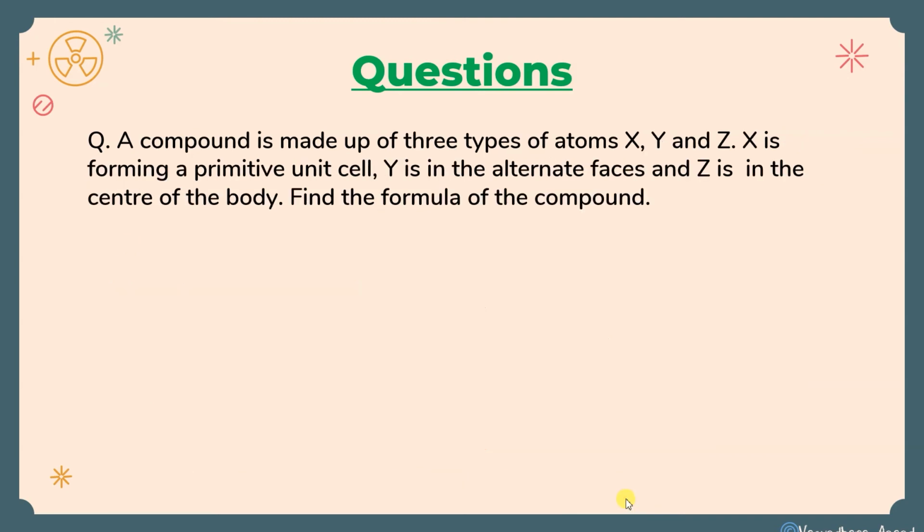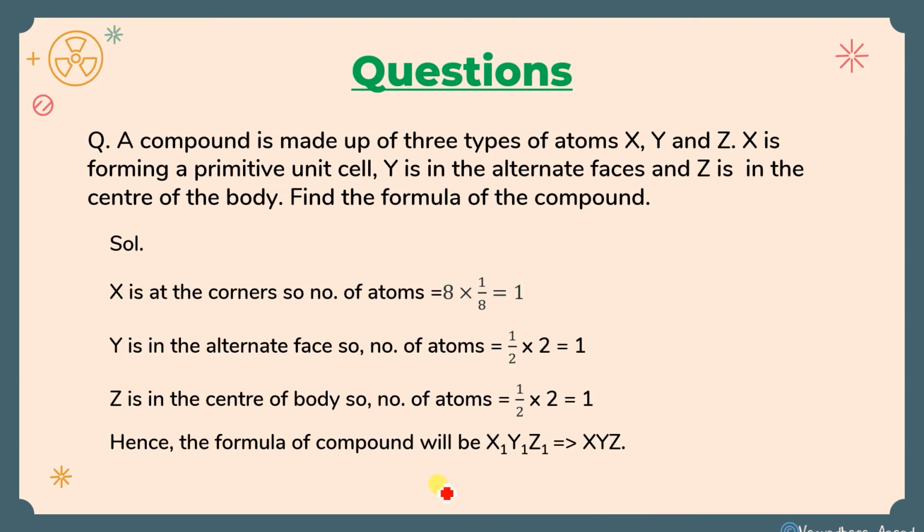Now the next question. A compound is made up of three types of atoms X, Y, and Z. X is forming a primitive unit cell. That means quite clear, X will be 1. Y is in the alternate face. I have explained about that alternate face. That means how many faces do we have to consider? Only 2. Yes. And Z is in the center of the body. So let's do it. X is at the corner, so the number of atoms will be 8 into 1 by 8. That is quite clear. No issue in this.